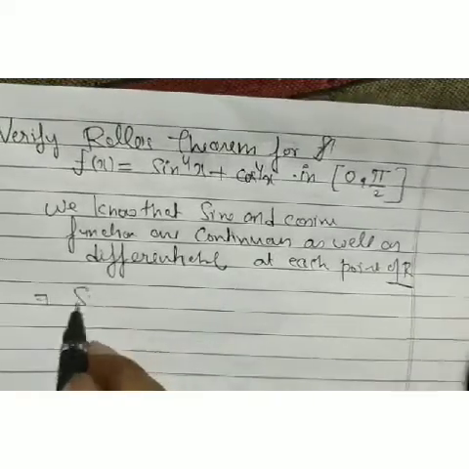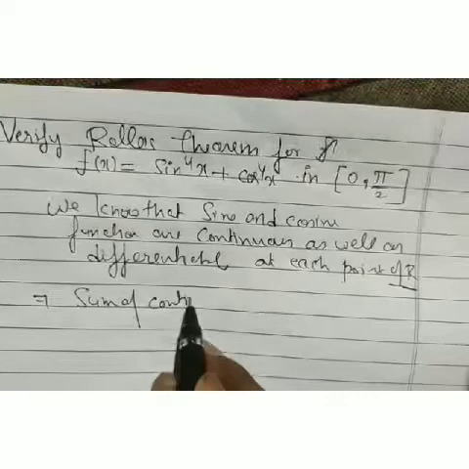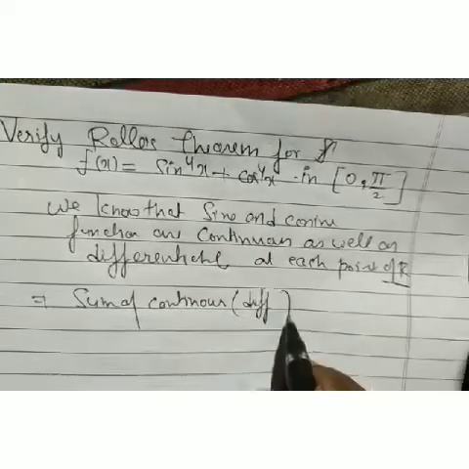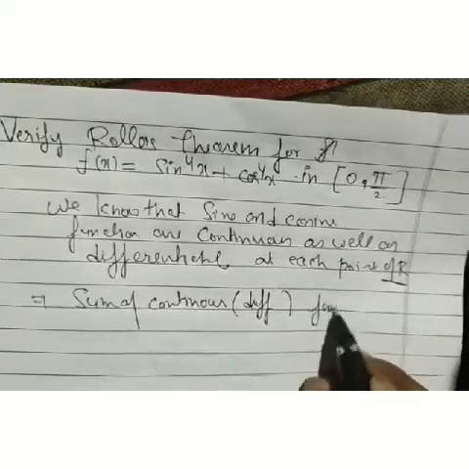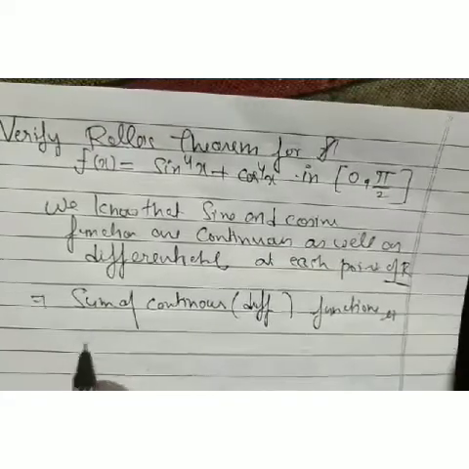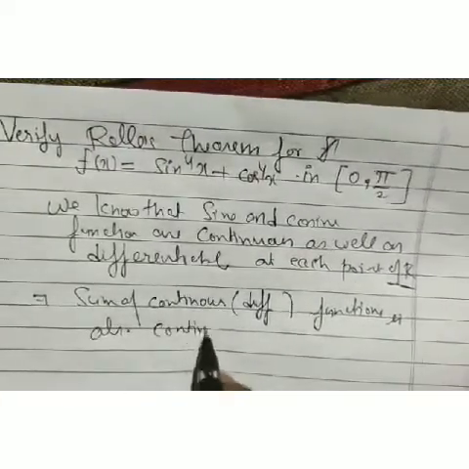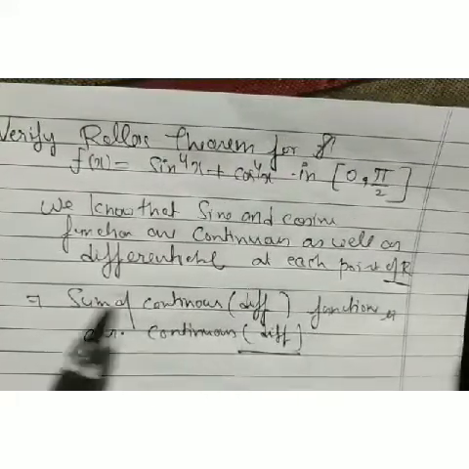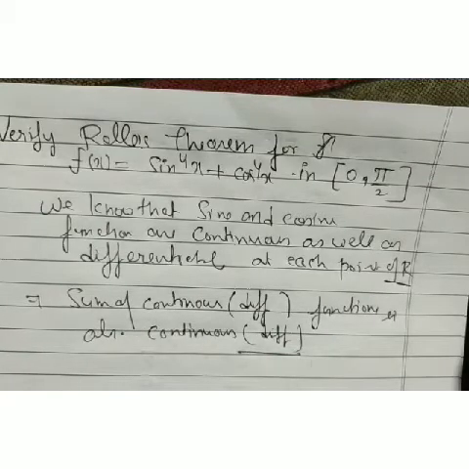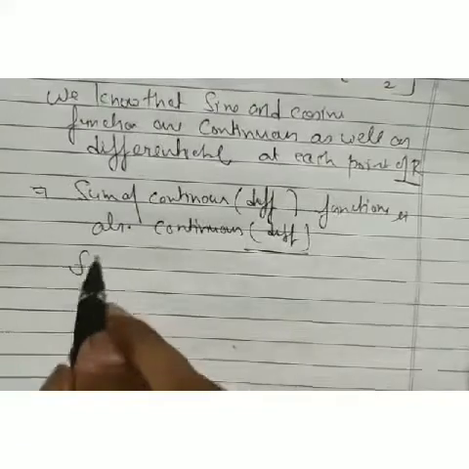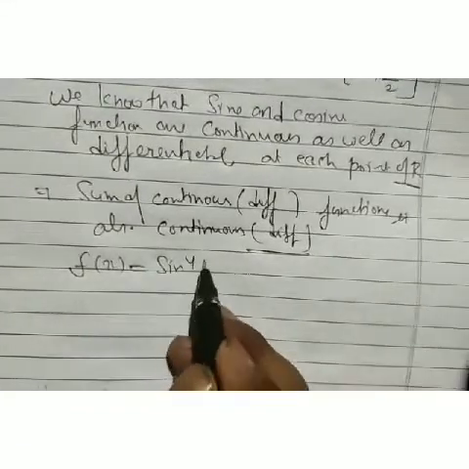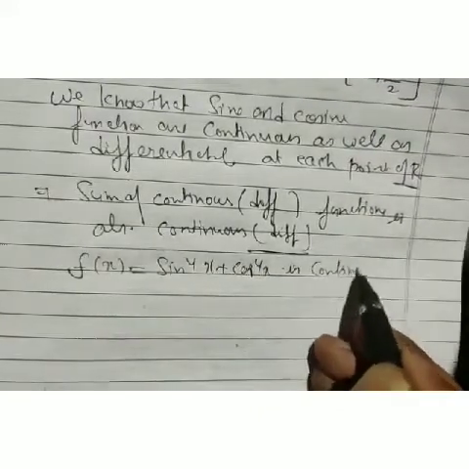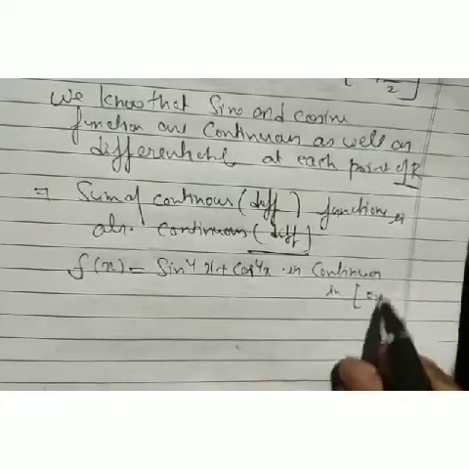This implies the sum of continuous and differentiable functions is also continuous as well as differentiable. Now our function is continuous and differentiable. Then our f(x) = sin^4 x + cos^4 x is continuous in 0 to pi by 2.